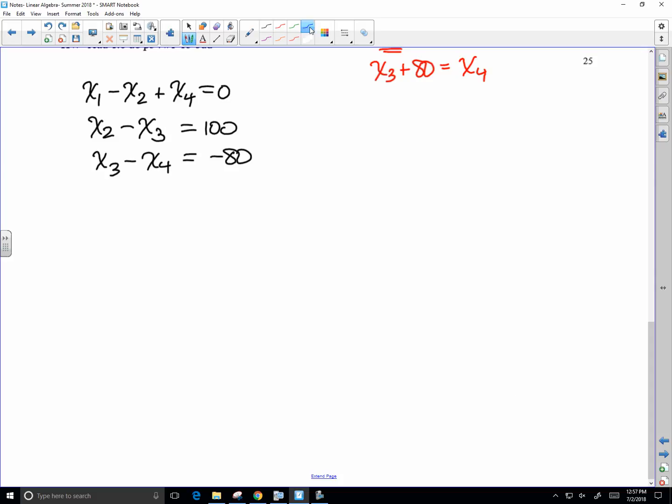Fun fact. For the first equation, I have 1, negative 1. There's no x3, so 0. X4 is a 1. And then 0. Then 0 x1, 1 x2, negative 1 x3, 0 x4, hundo. Then 0 x1, 0 x2, 1 x3, negative 1 x4, and negative 80. So we only have the 3 equations.